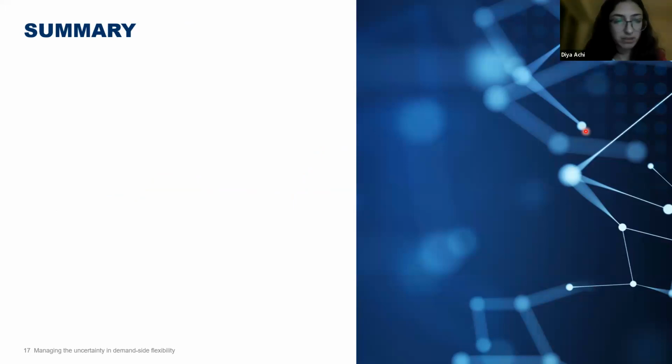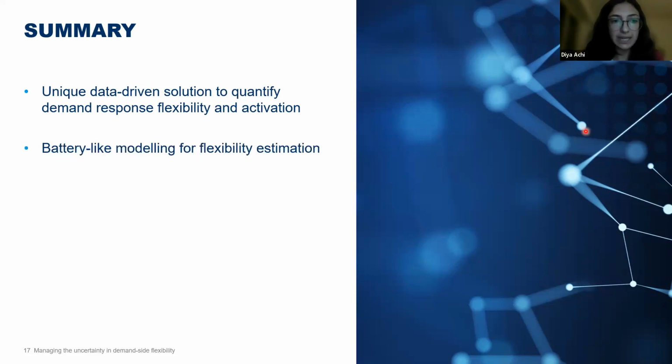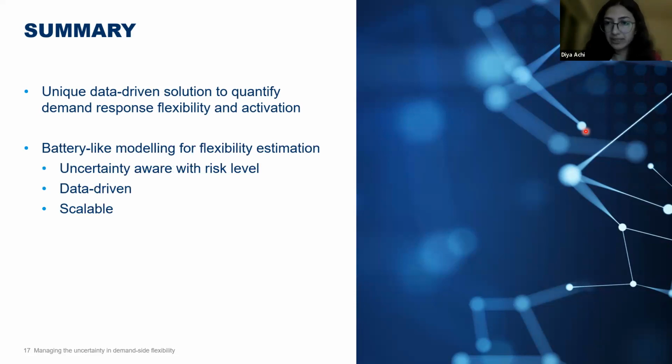So to summarize the different points of our approach, we have a unique data-driven solution to quantify the flexibility of different types of assets and then activate them to answer requests. We use battery-like modeling for the flexibility estimation that allows us to quantify the uncertainty on the models and therefore to set a risk level. And this risk level decides the trade-off between the robustness and how conservative our solution is, or how optimistic we are with our flexibility estimation and how much of the flexibility we use.